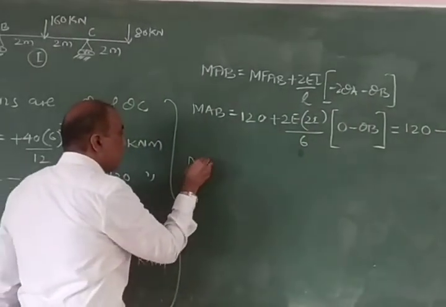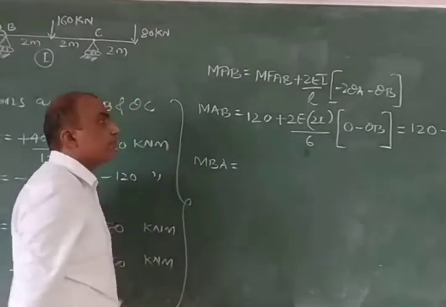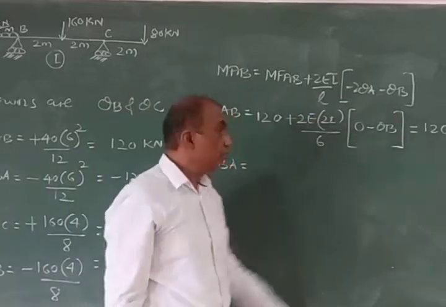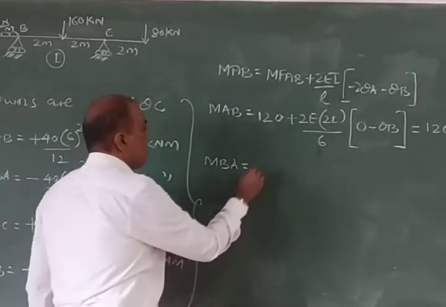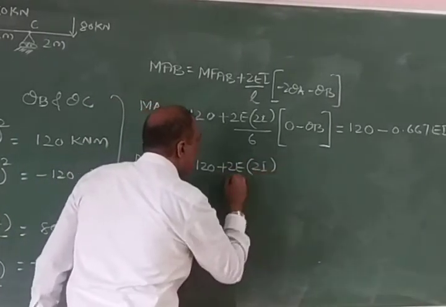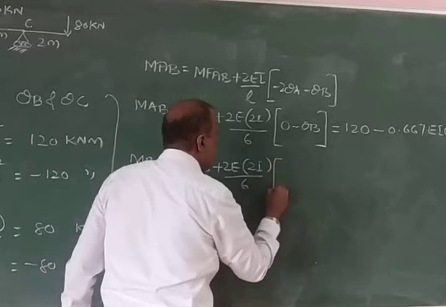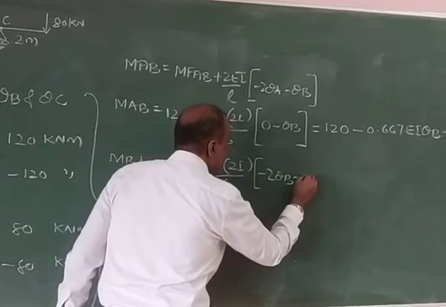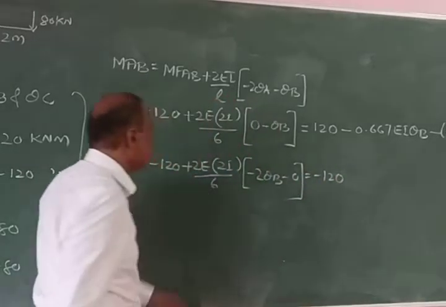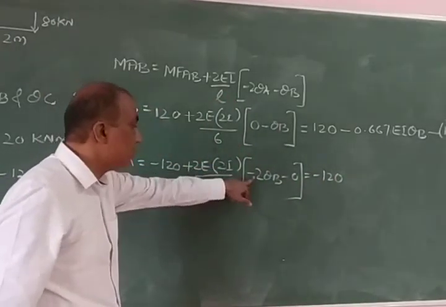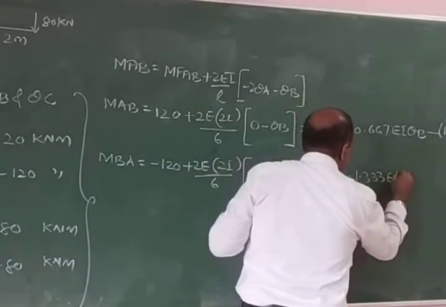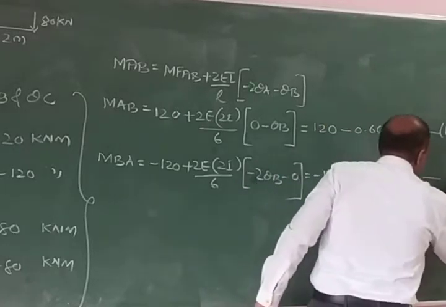Similarly, I will write down MBA. What is the formula? MBA is MFBA plus 2EI upon L minus 2 theta B minus theta A. That is reverse. So MBA is equal to MFBA, minus 120, plus 2E, I is 2I, L is 6, minus 2 theta B minus theta A, which is 0. So it becomes minus 120. 2 into 2, 4 by 6 is 0.66, into 2, 1.33. So minus 1.333 EI theta B. So this is the equation 2.